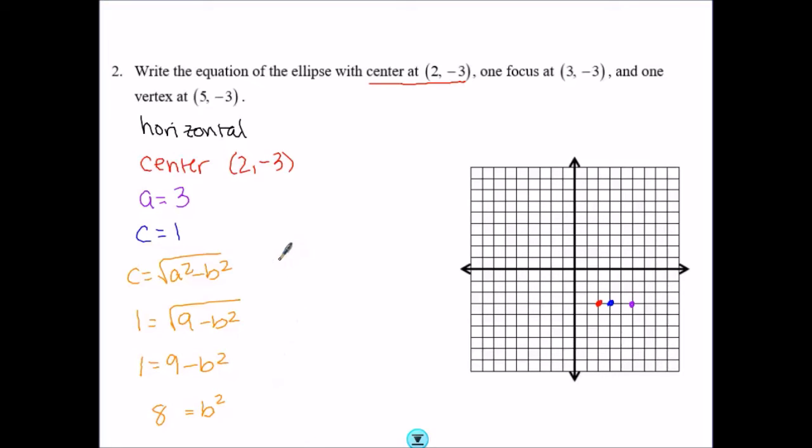So when we plug this in, we have (x minus 2) squared and (y plus 3) squared as our numerators. Since this is a horizontal ellipse, a squared is the denominator of the x fraction, and b squared is the denominator of the y fraction. And that is our equation.